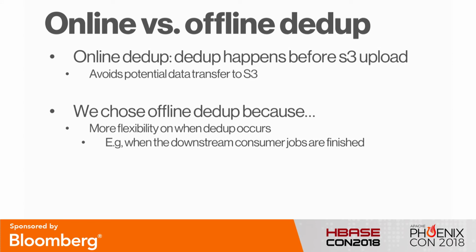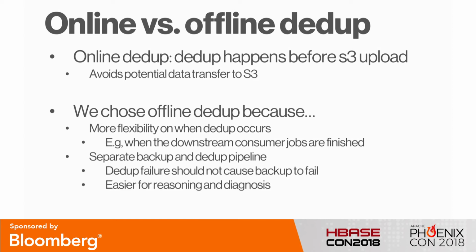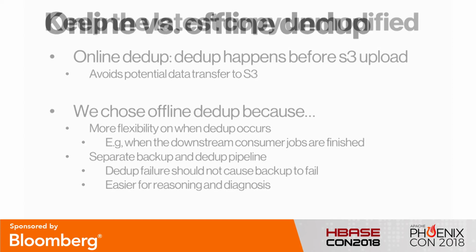Since our client teams often use snapshots for their offline analysis, we could delay the deduplication until the analysis jobs are finished. The second reason is that doing so also separates the backup pipeline from the dedupe pipeline, so that a dedupe failure doesn't cause backup jobs to fail. And it's easier for engineers to identify the problems.